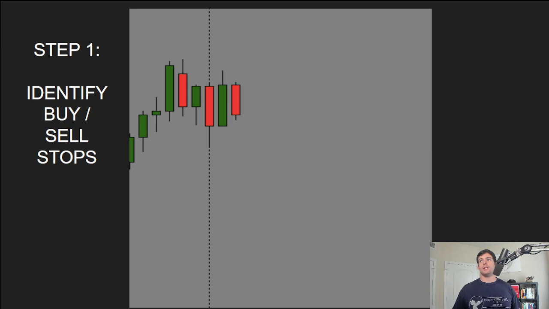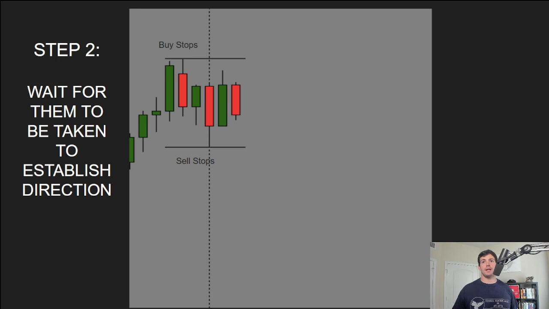So step one for this setup, right? We've now laid out pretty much an entire setup. Step one, we have to identify our buy stops and sell stops. Make sure you're taking notes on this one. Step two, we have to wait for them to be taken to establish a direction.